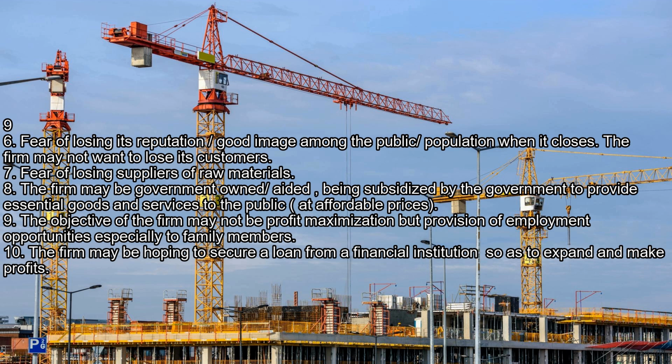8. The firm may be government-owned/aided, being subsidized by the government to provide essential goods and services to the public at affordable prices. 9. The objective of the firm may not be profit maximization, but provision of employment opportunities, especially to family members. 10. The firm may be hoping to secure a loan from a financial institution so as to expand and make profits.